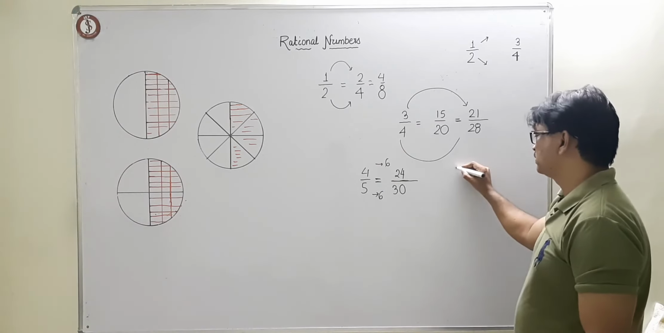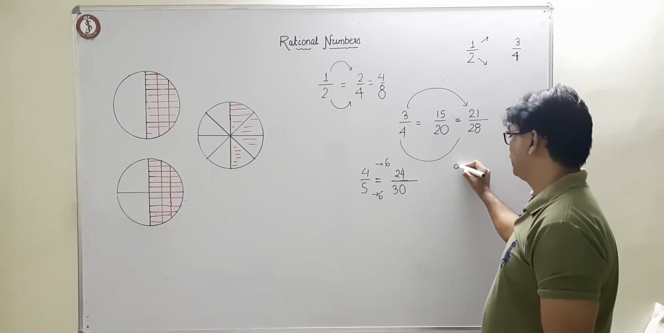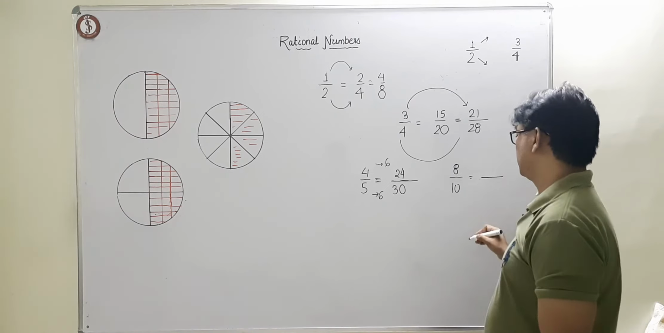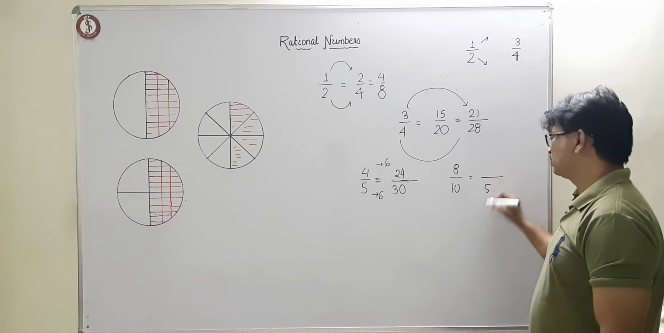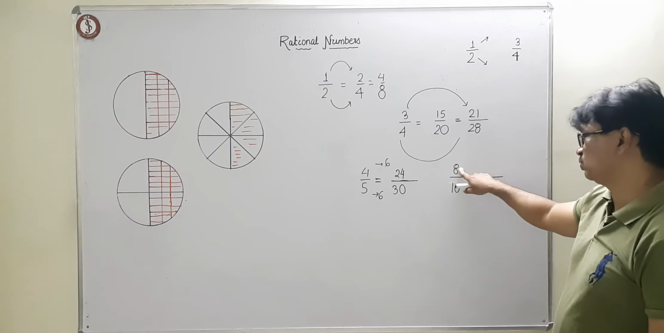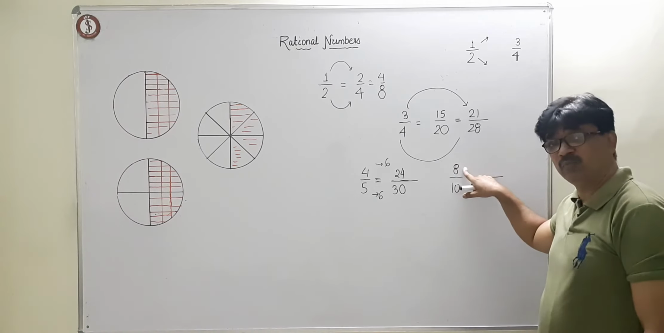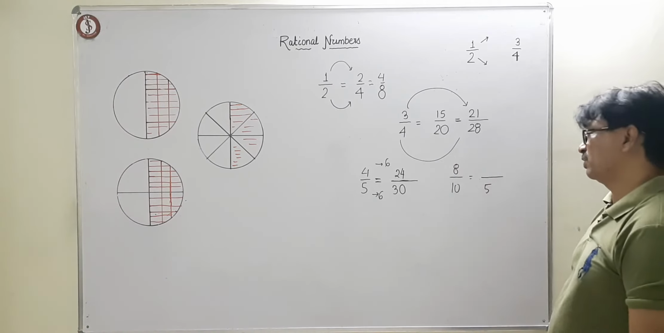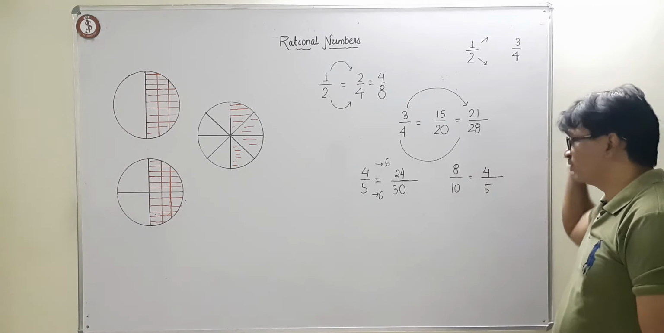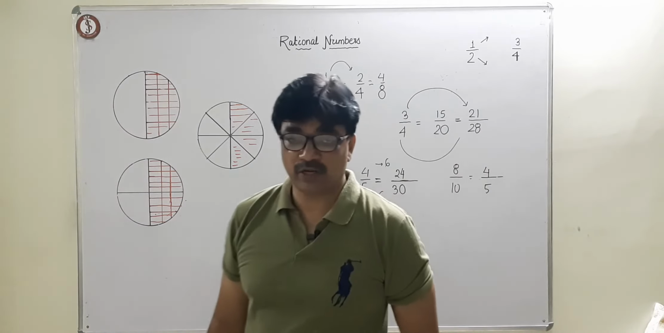Or suppose somebody tells you 8 by 10. What should be done to get the denominator as 5? You have divided 10 by 2. So if you divide the denominator by 2 to get 5, then you have to divide the numerator also by the same number to get an equivalent fraction. So 8 divided by 2 is 4. So 4 by 5 is the same as 8 by 10. That is the first part to operate with fractions. Thank you.